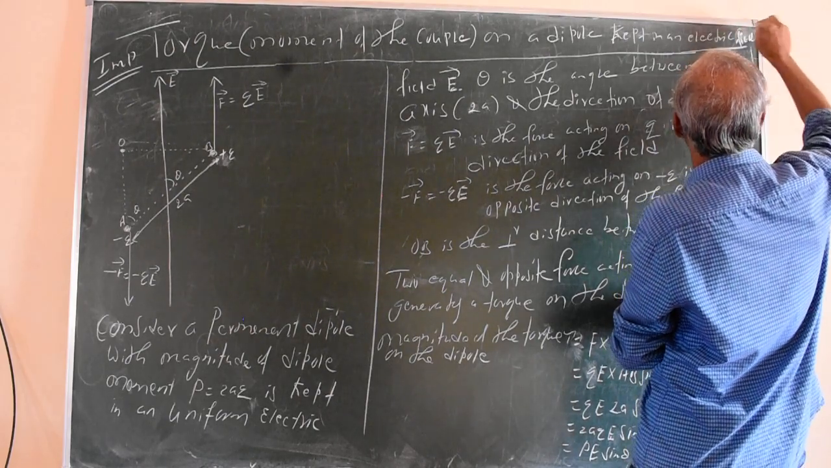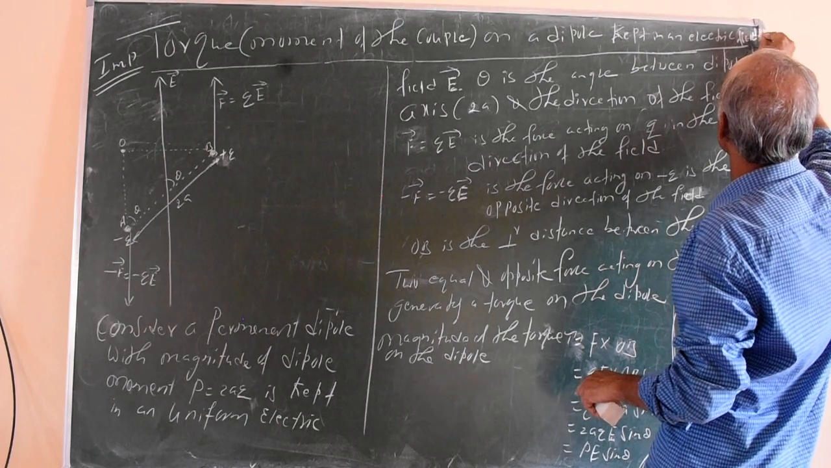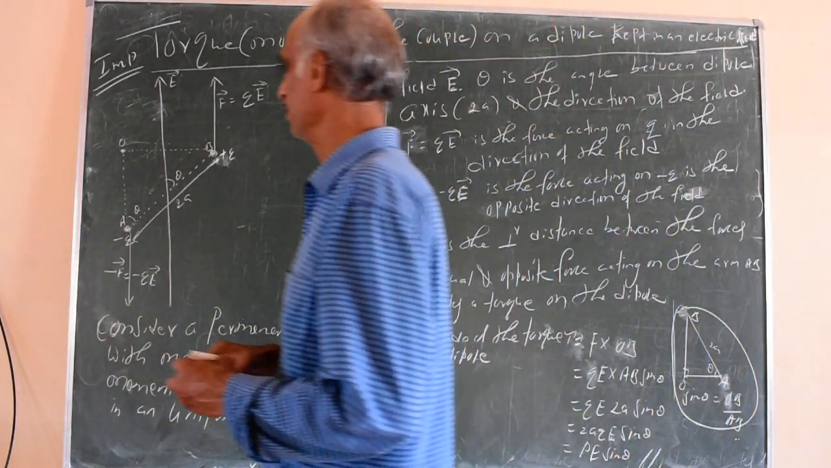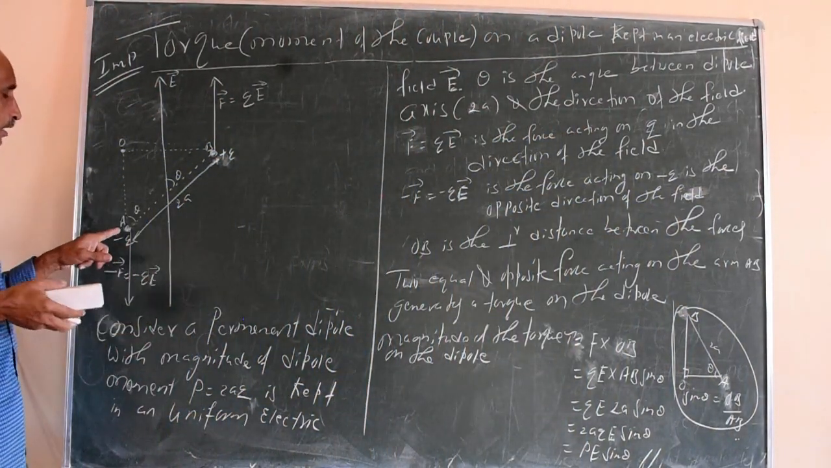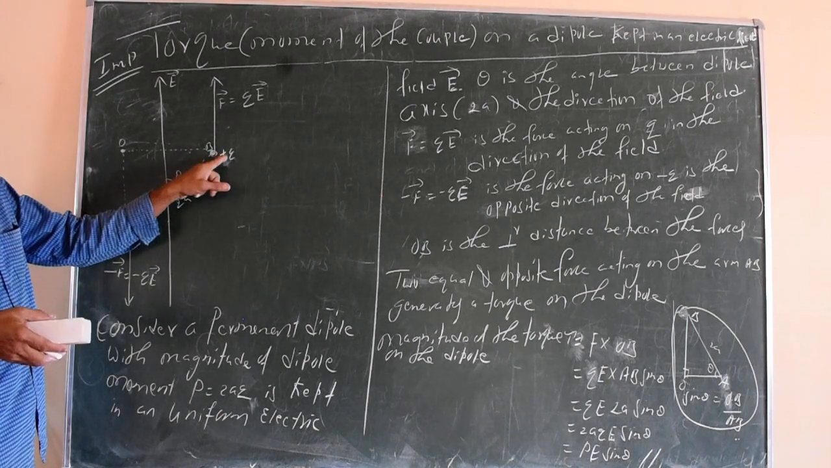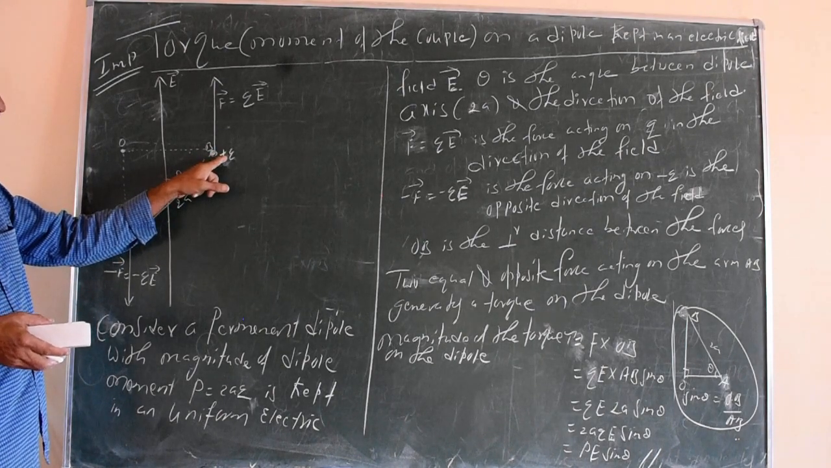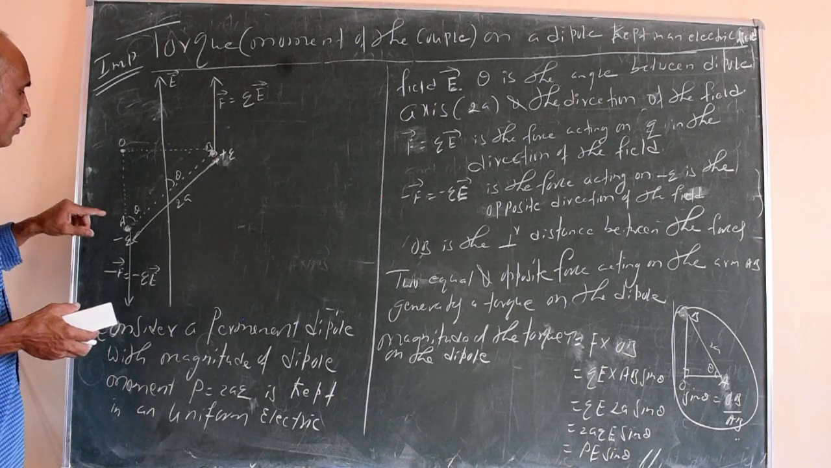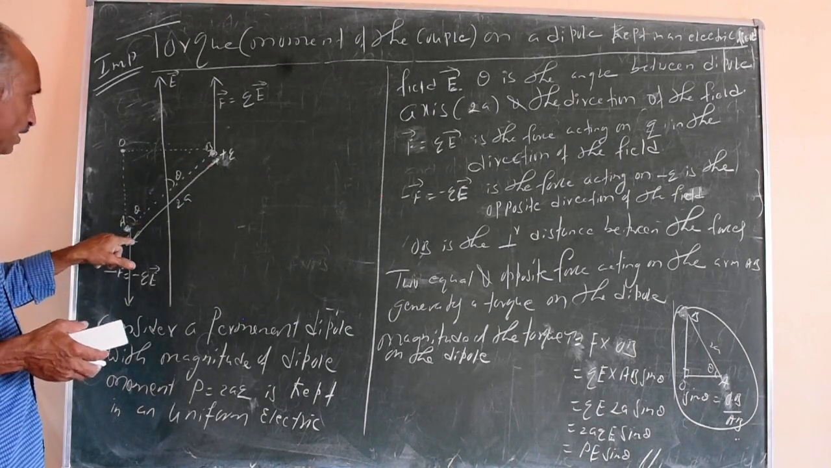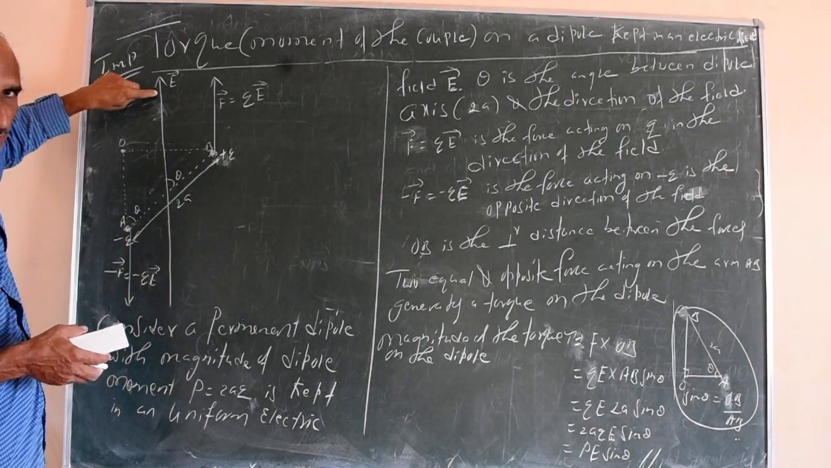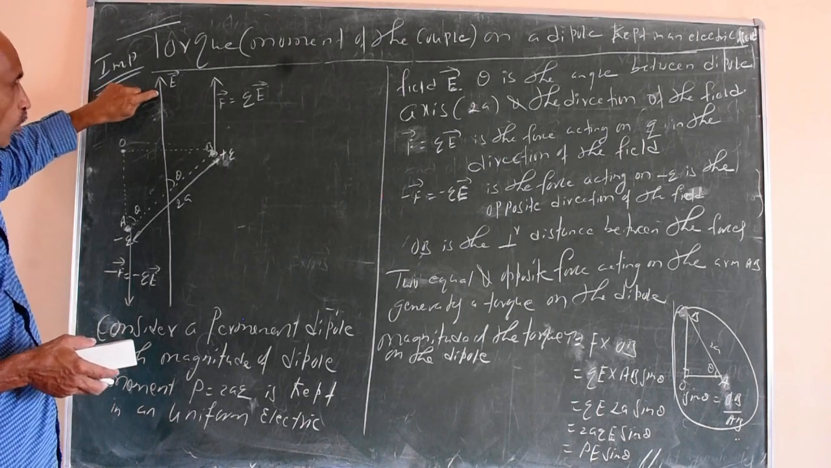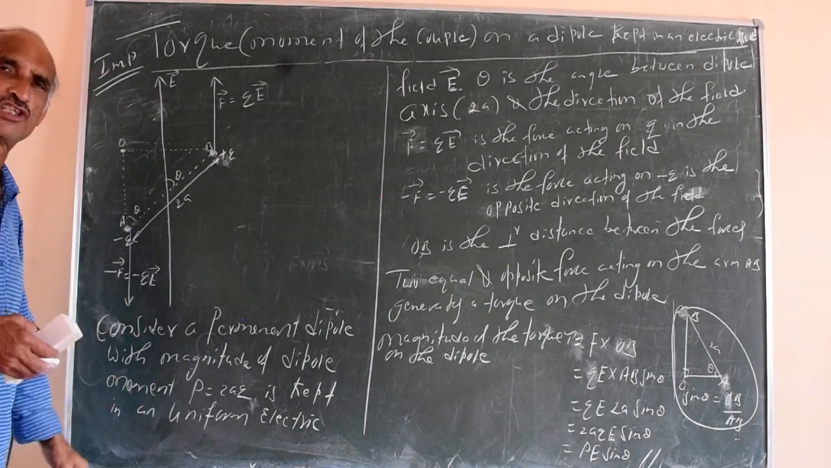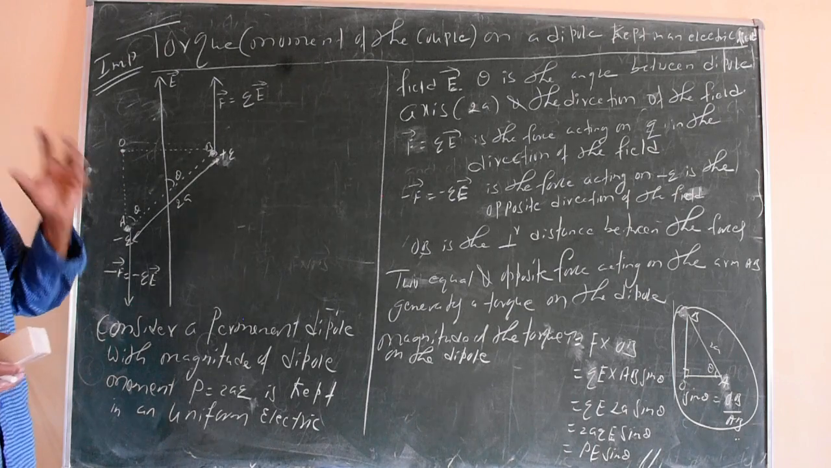And the dipole is kept in an electric field. Here is a dipole, minus q, plus q. Dipole means two equal and opposite charges, separated by a distance 2a, kept in a uniform electric field E bar. So when any charge is kept in a field, then a force will be acting.